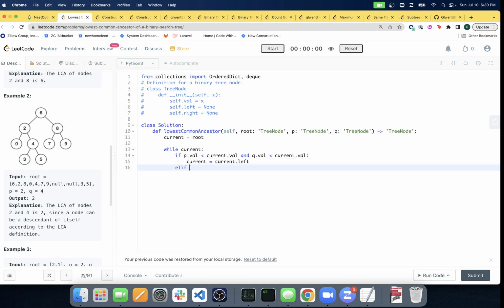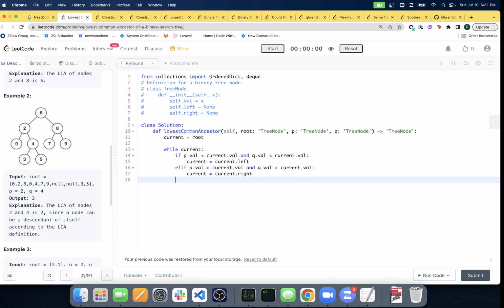Else if p.val is greater than current.val and q.val is greater than current.val, then we're going to move our pointer to the right, because the answer is on the right.